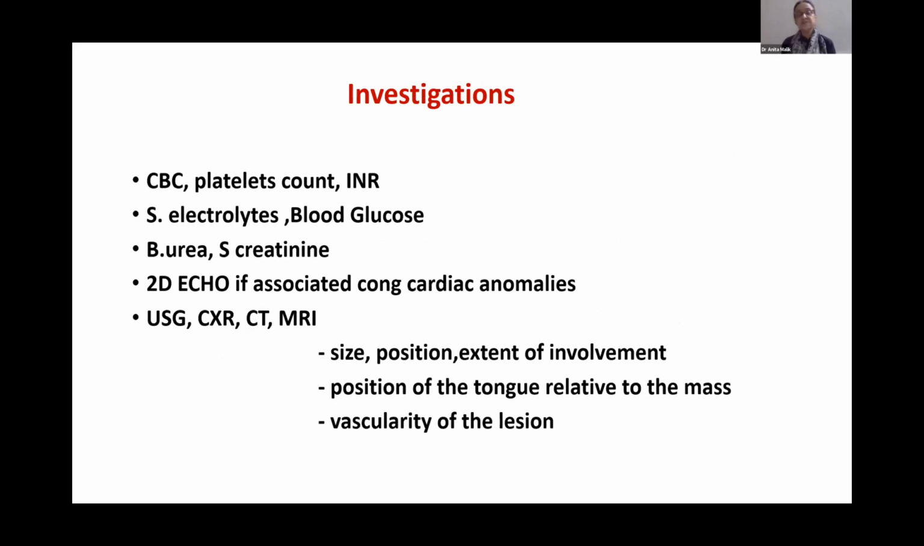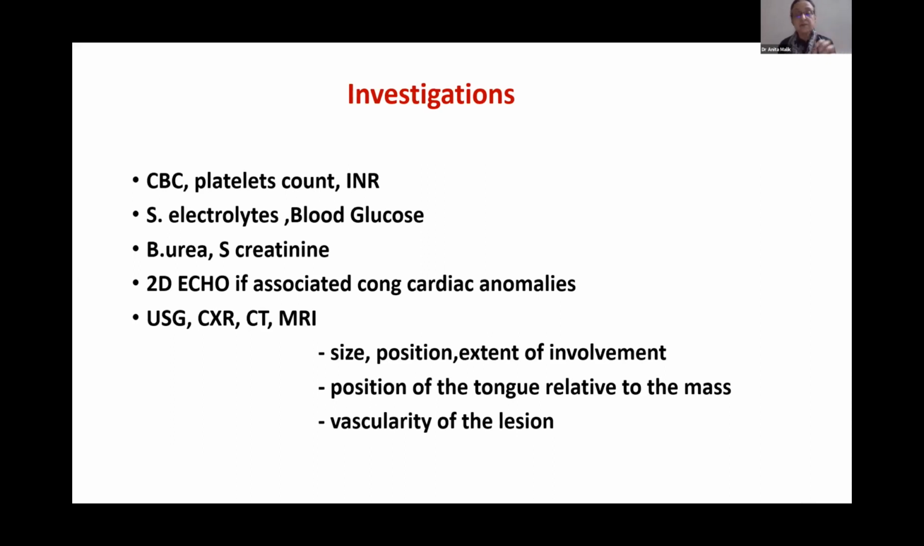Regarding investigations, if it's a very small lesion, then these babies are almost healthy, so not many investigations are required. Otherwise: complete blood count, platelet count, INR, serum urea, creatinine, electrolytes, including 2D echo if congenital cardiac anomalies are there. And the most important part is the radiological investigations: ultrasonography, chest X-ray, CT scan, and MRI.